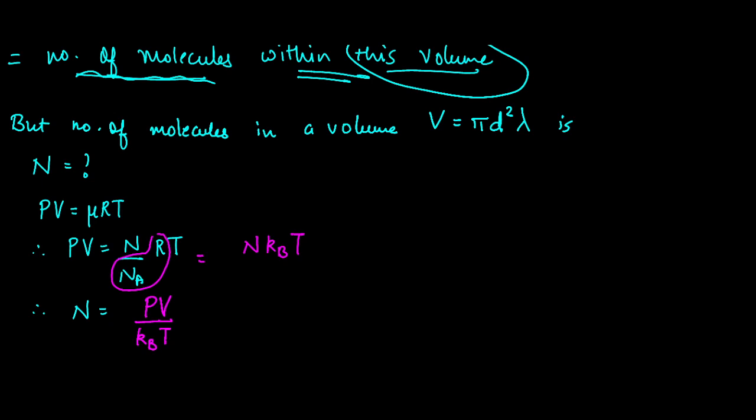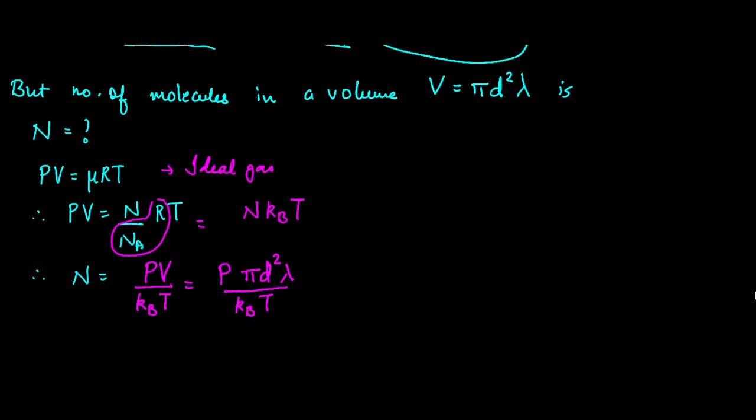Now I am going to put the value of V. So what's the value of V? Pi d square lambda. So n equals P pi d square lambda divided by Kb T. Right? All this clear? Finding the value of n, is that clear? We started with the ideal gas equation and then we did a few simplifications to the equation, so we got this. Now this is it.